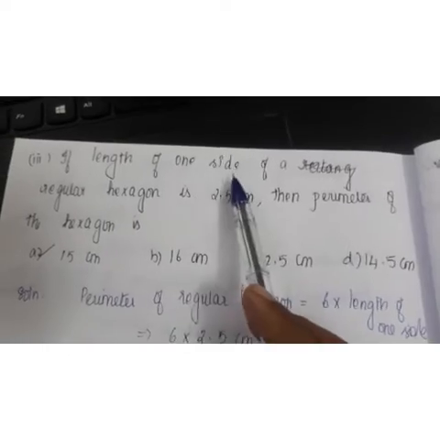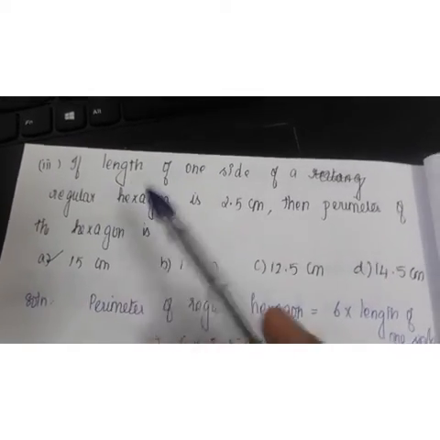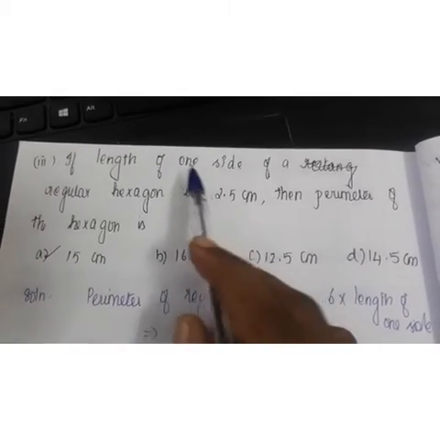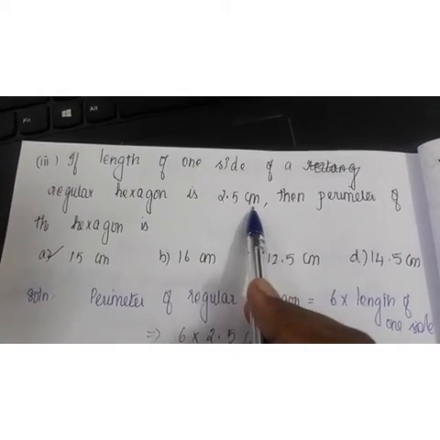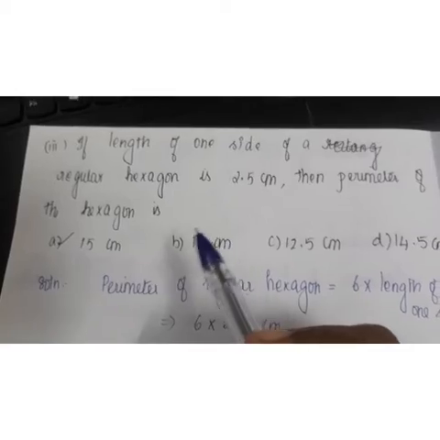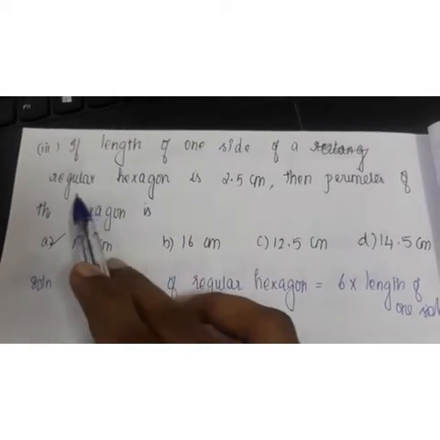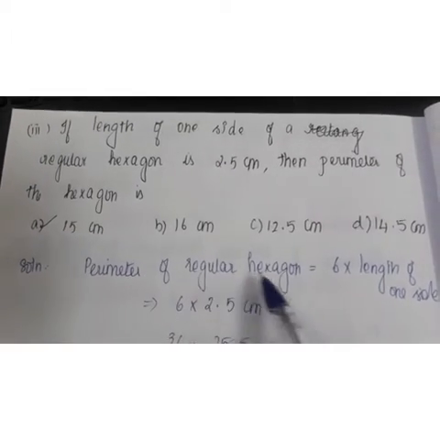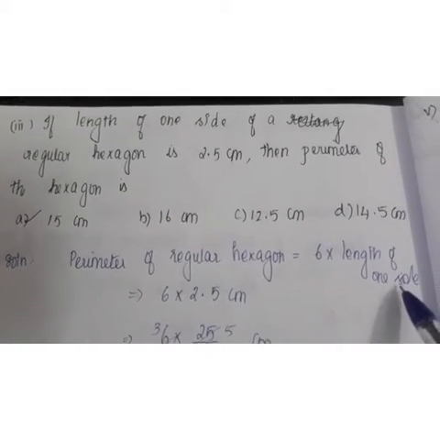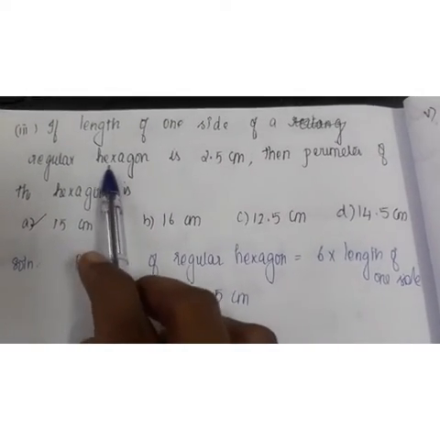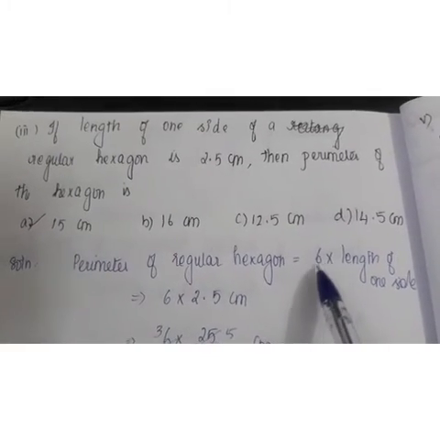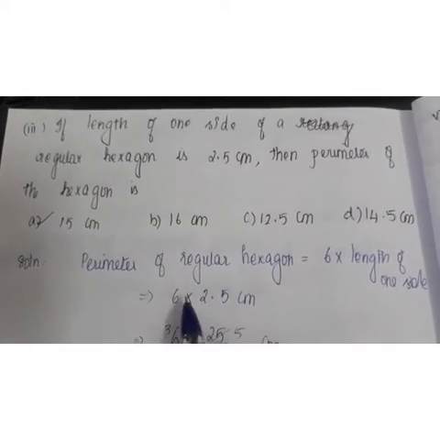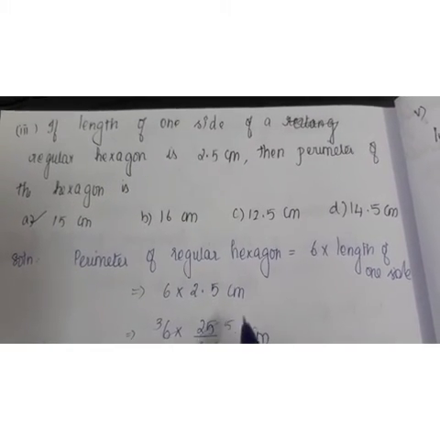Then, the length of one side of a regular hexagon, hexagon means 6 sides. So the length of one side is 2.5 centimeter, and we need to find the perimeter of the hexagon. We know that these are regular shapes, so all the sides of the hexagon are equal. So perimeter of a regular hexagon is 6 into the length of one side, right? As I already told you, hexa means 6. So 6 sides. So 6 multiplied by the length of one side. The length of one side is 2.5 centimeter. So 6 multiplied by 2.5 centimeter.